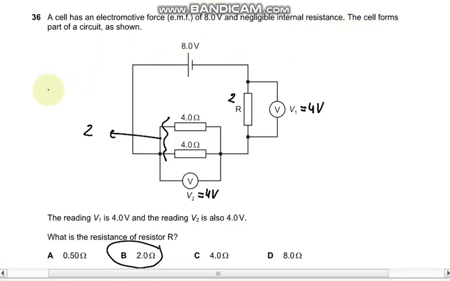Question number 36 says that a cell has an electromotive force of 8 volts and negligible internal resistance. The cell forms part of the circuit. The reading V1 is 4 volts, the reading V2 is 4 volts, this is 4 volts, this is 4 volts. They are in series, so the resistance must be the same. So 4 parallel with 4 makes up 2 ohms. So the R value must also be 2 ohms. So B is the appropriate answer.